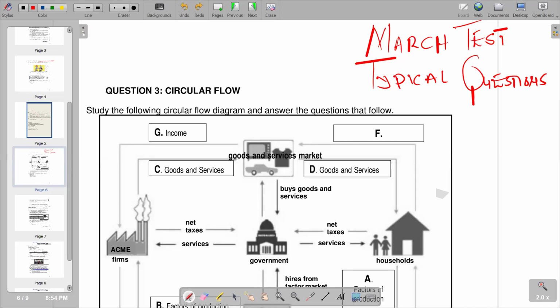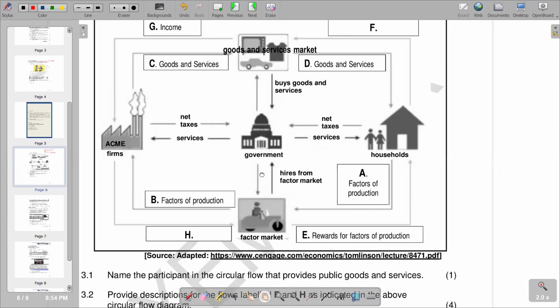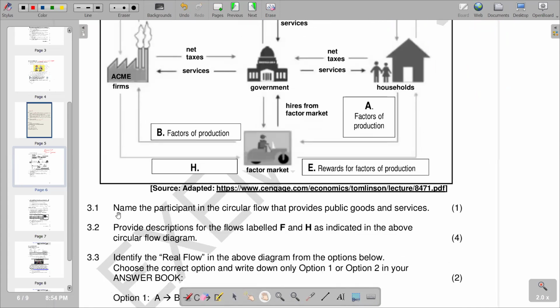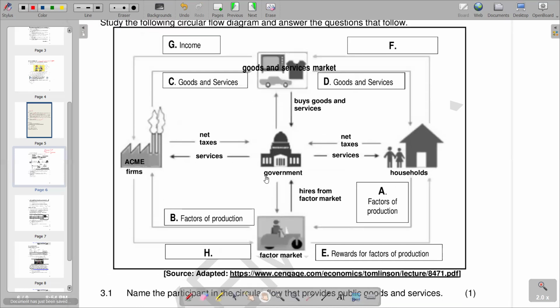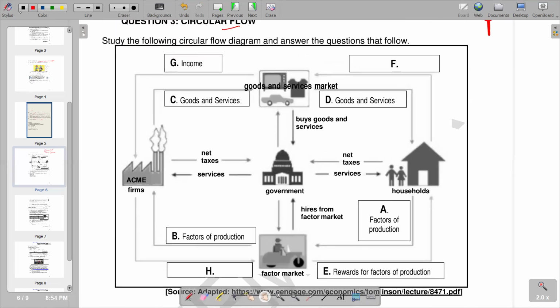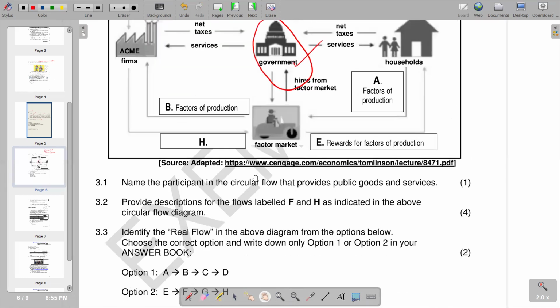This video, we want to look at a math test atypical question. So we are going to look at a question on circular flow. Our question reads, you're given a diagram of the circular flow model. Beneath that, 3.1 reads, name the participant in the circular flow that provides public goods and services. Obviously, we know that public goods and services are provided by the government. So we have the government at the center. This is the participant, the government. That's the response that we have on 3.1.